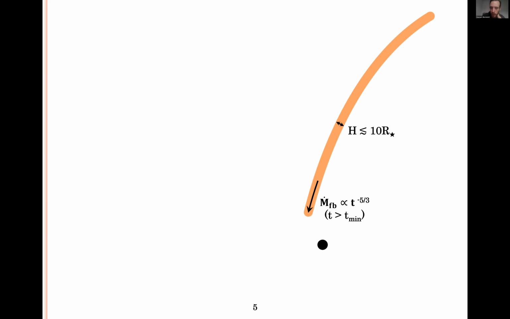And this fallback rate will typically start increasing, reach a peak, and later on decay to reach, at late times, a characteristic decay law of time t since disruption to the minus 5/3 power. And this again can be obtained from Kepler's third law. Is there any question until here?